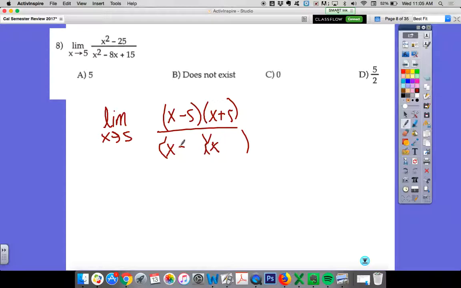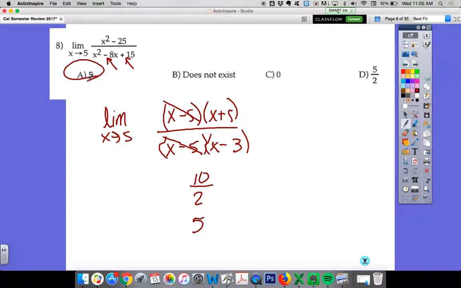No, wait a minute. Wait a minute. That plus sign says that the signs are the same. This says that they're both going to be negative. So we need a negative 5 and a negative 3. So these cancel. And then you can just plug in your 5. And you got a 10 up top, and you got a 2 in the bottom, which gives you 5.